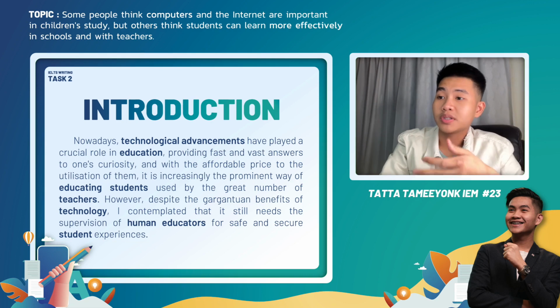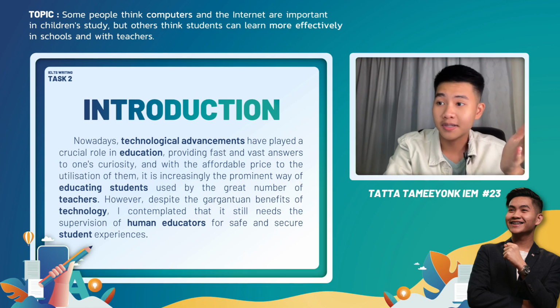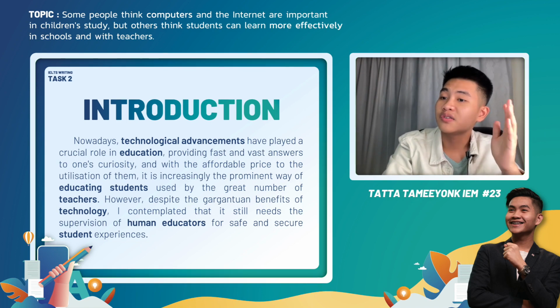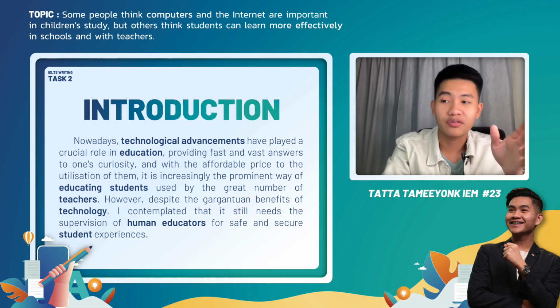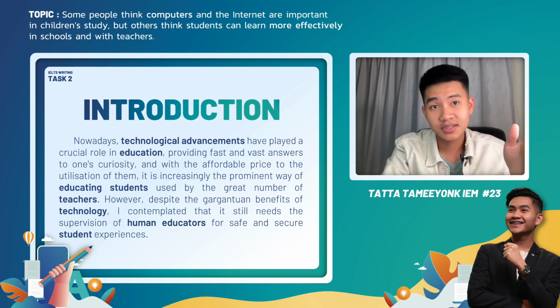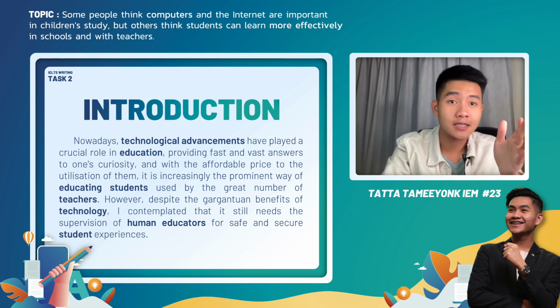Moving on to the bodies. We have 2 bodies to write in this task. I've planned that the first body is for the views of the effects of learning with computers and the internet, which I disagree with, but I still have to advocate for them, as this is a discussion essay. As I've said before, in a discussion essay, I must advocate for both sides, and at the end, that's where I state where I stand. And the second body is discussing the benefits of studying at school and with teachers, with which I agree.